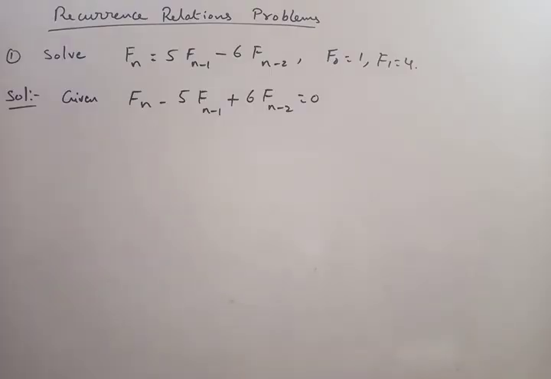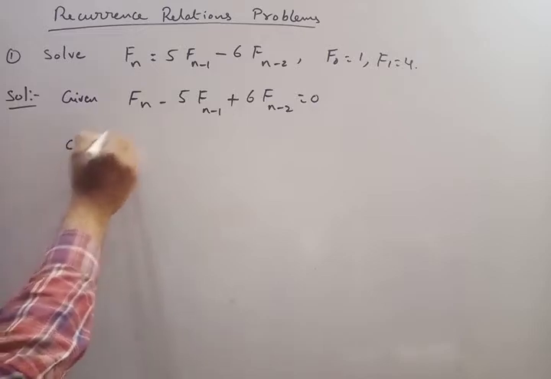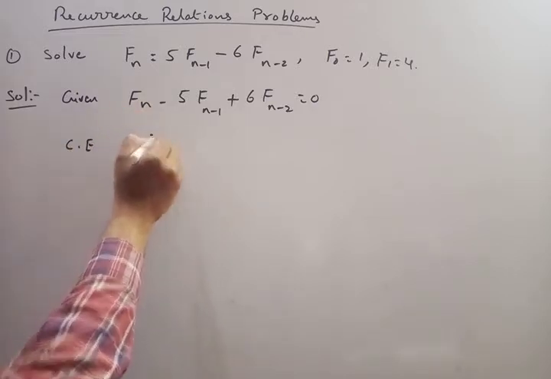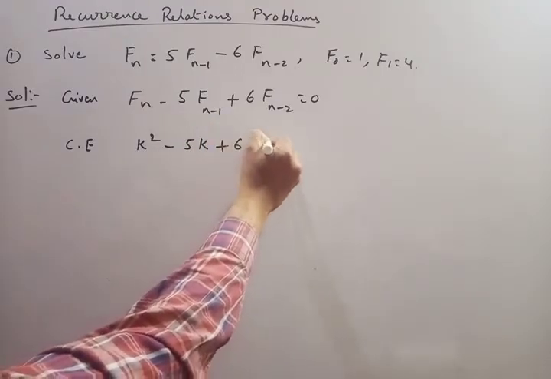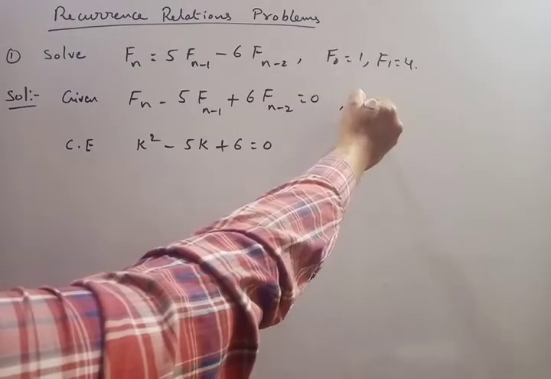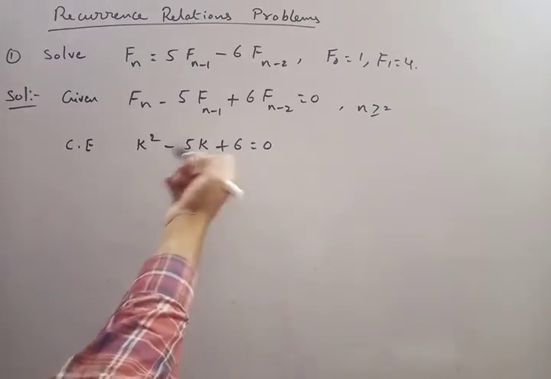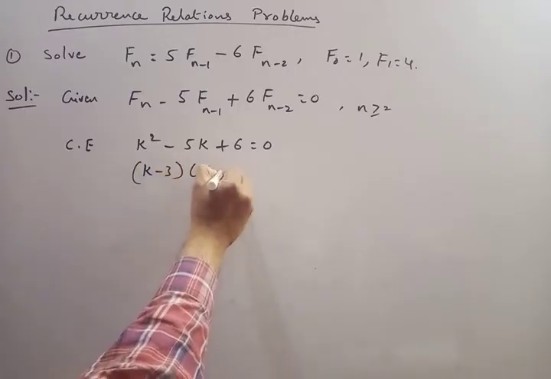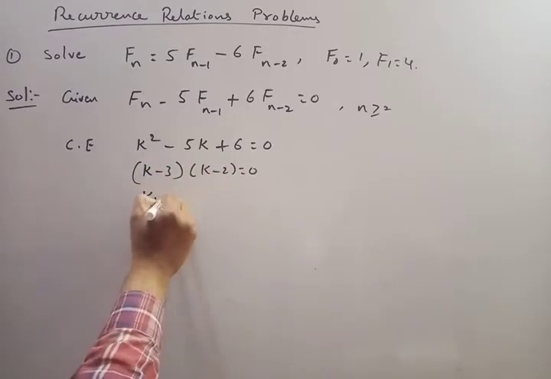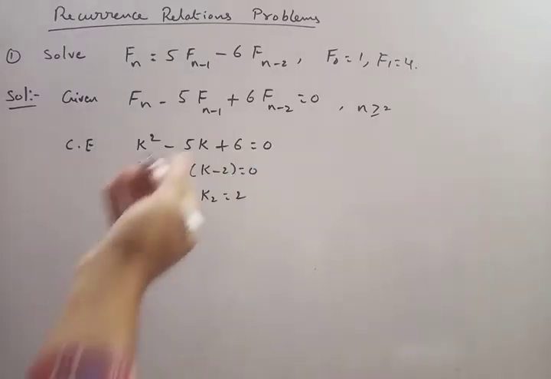Now we have to find the characteristic equation. fn can be taken as k squared, fn-1 can be taken as 5k, and fn-2 can be taken as constant. Here n is greater than or equal to 2. Understand? Now find the roots, so take the calculator and find the roots. We get (k-3)(k-2) = 0, so k1 = 3 and k2 = 2. So two roots I got. Correct? Very simple here.